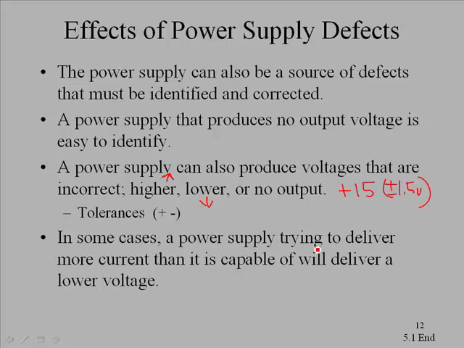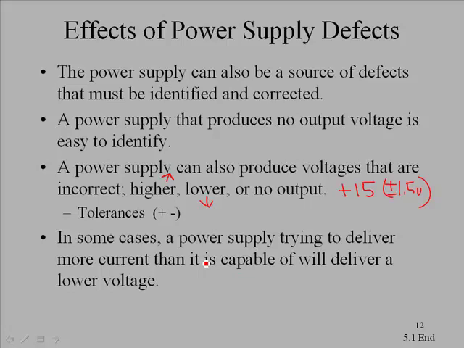In some cases, a power supply trying to deliver more current than it is capable of will deliver a lower voltage. So in this case, we have potentially a power supply where maybe the circuit it's supplying has something gone wrong and is pulling more current than it should, or maybe poor design, and the power supply is just simply being asked to deliver more current than it is capable of. So this can also be a potential failure point.